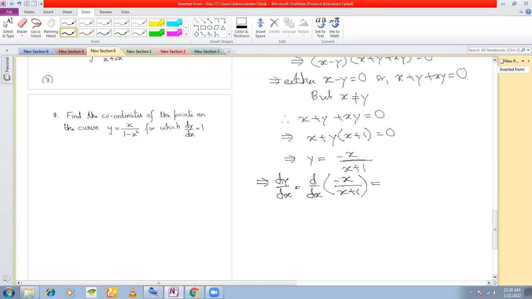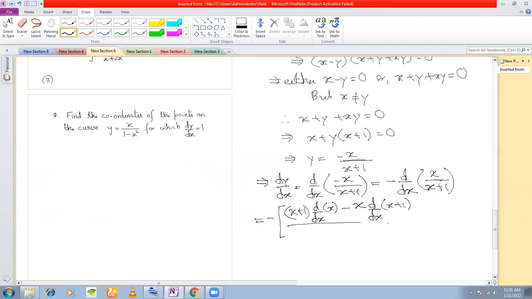You can take the negative sign out of the differentiation because this is a minus 1. Minus x means minus 1 into x, and minus 1 can be taken out of the differentiation. Minus d/dx of x by x plus 1. Now we can very easily apply our u by v rule. So minus v into d/dx of u minus u into d/dx of v, whole divided by v square, right?